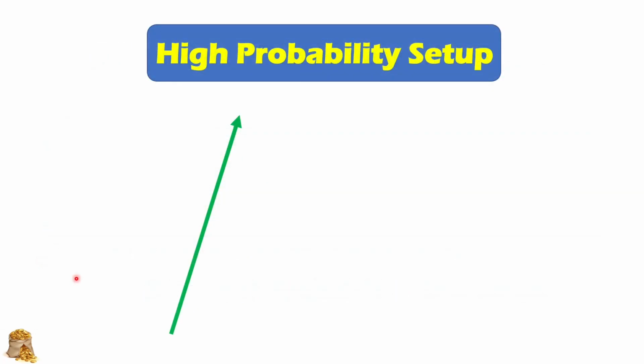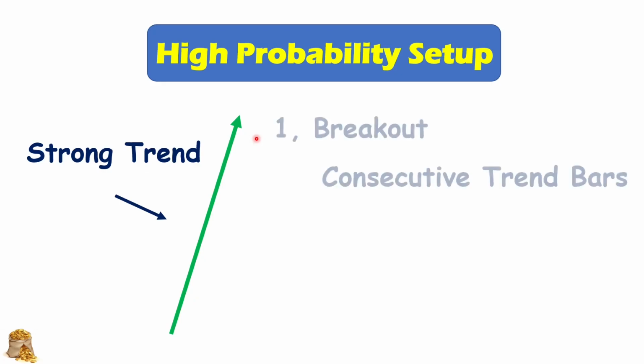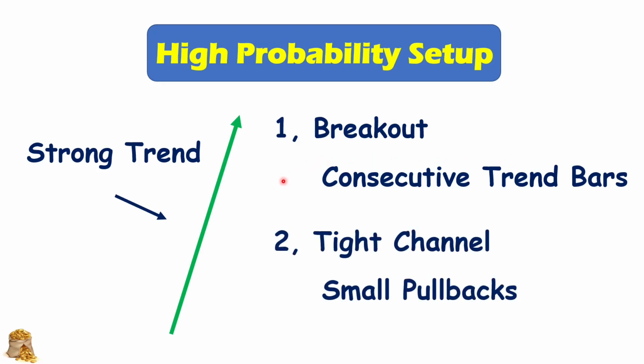For this high probability setup, first, the trend should be very strong. So let's take the uptrend for example, and it should be the same logic for the downtrend. There are two types of trends that you can classify as strong trend. The first is the breakout. Breakout definition is to have consecutive trend bars. And the second type is the tight channel.